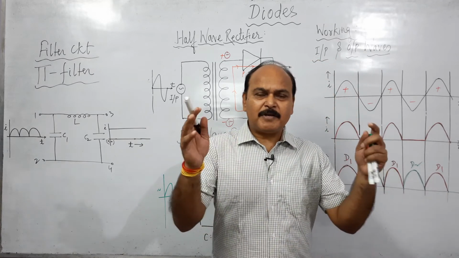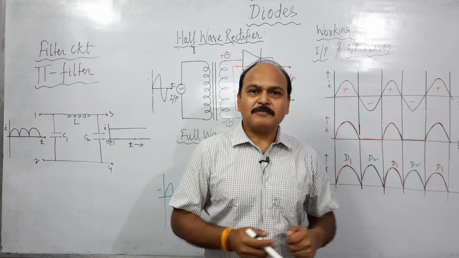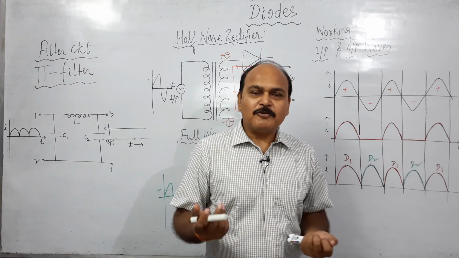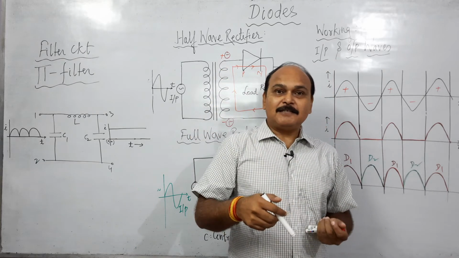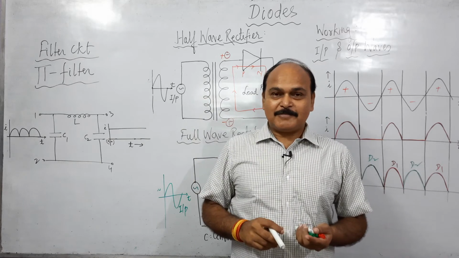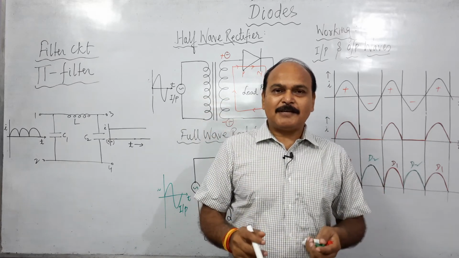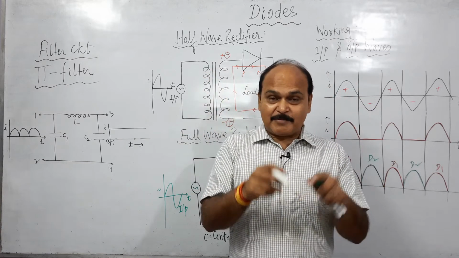DCs are not produced by any generator these days. We have ACs all around. So what do we do? We convert that AC into the requisite DC with the help of these devices called rectifiers. So every electronic device has a unit called a rectifier in the power system of that particular unit.